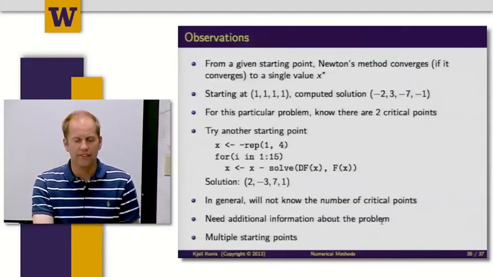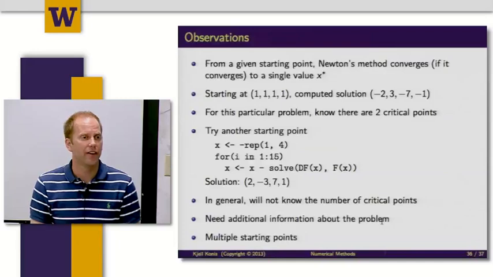So unfortunately, if you don't know anything else about your problem, that's about the best you can do: try starting points randomly. Hopefully they'll converge to more than one solution. And then you can look at the value at that solution and decide if you've got at least a local minimum or a local maximum.